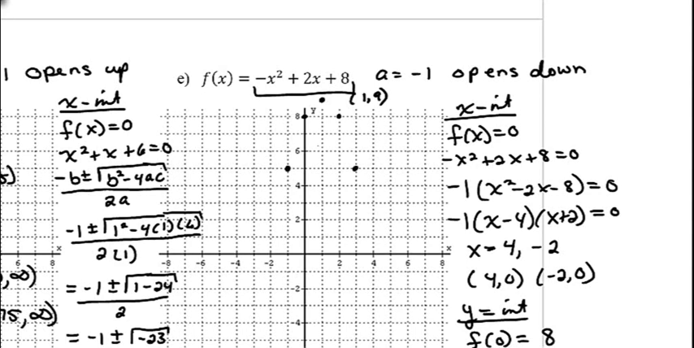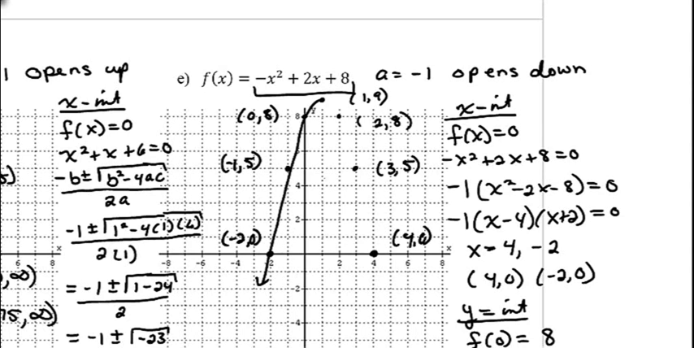And we also need to have on there our x-intercepts. We have our y-intercept already, but we need our x-intercepts, which are at 4, 0 and at negative 2, 0. So let's label the rest of our points. We have 2, 8, 3, 5, 4, 0, and negative 2, 0, and negative 1, 5, and 0, 8. And then we can draw our parabola in.